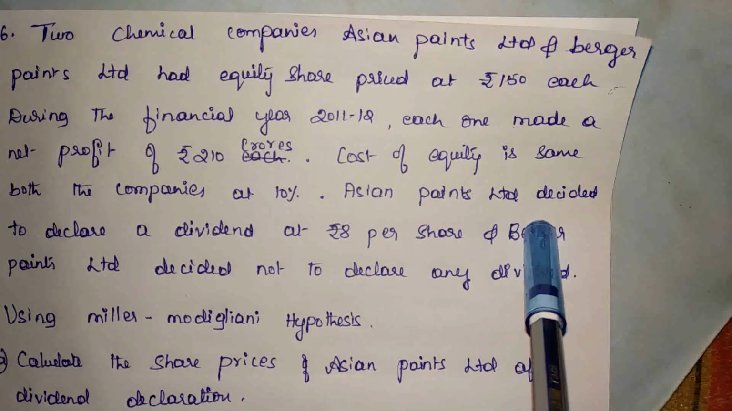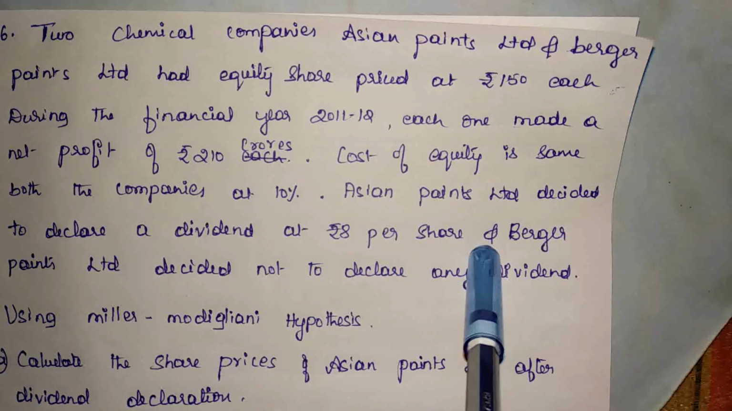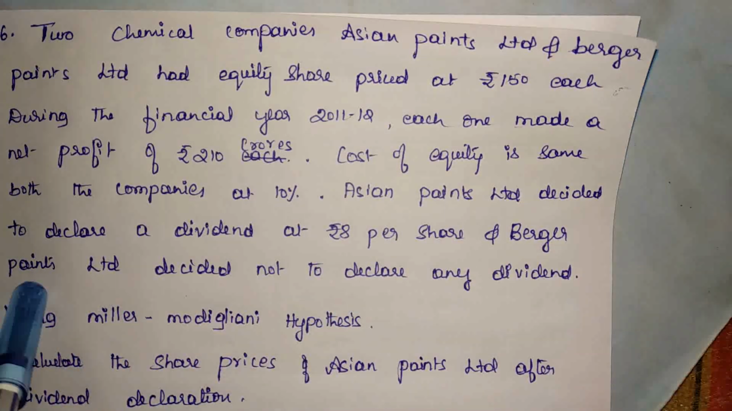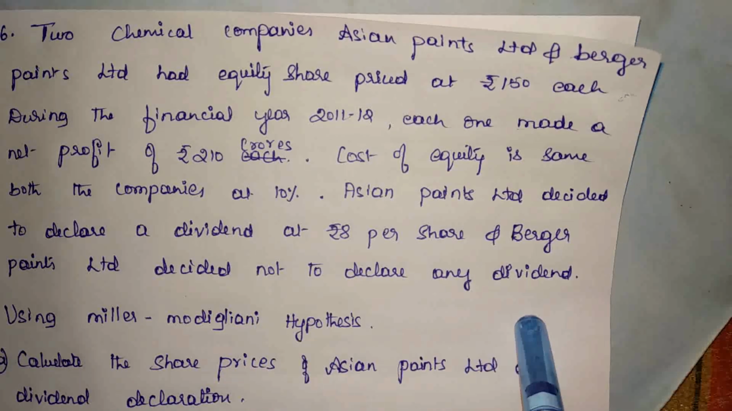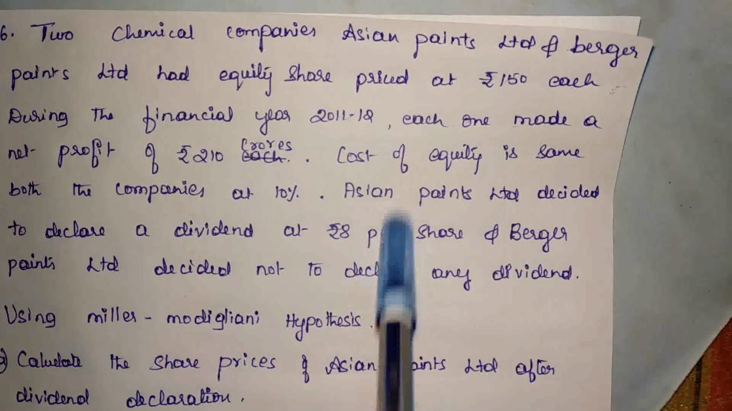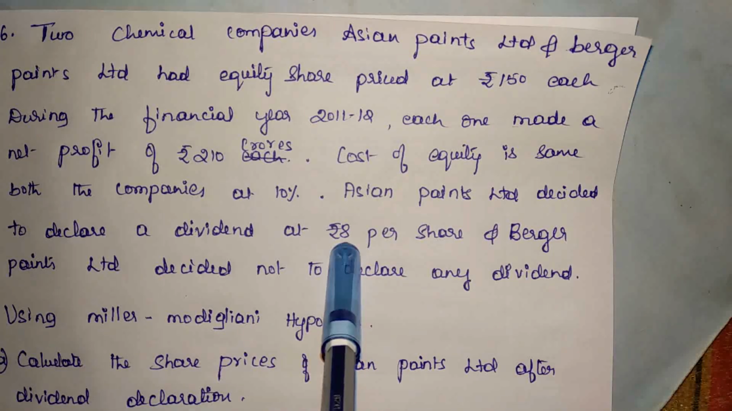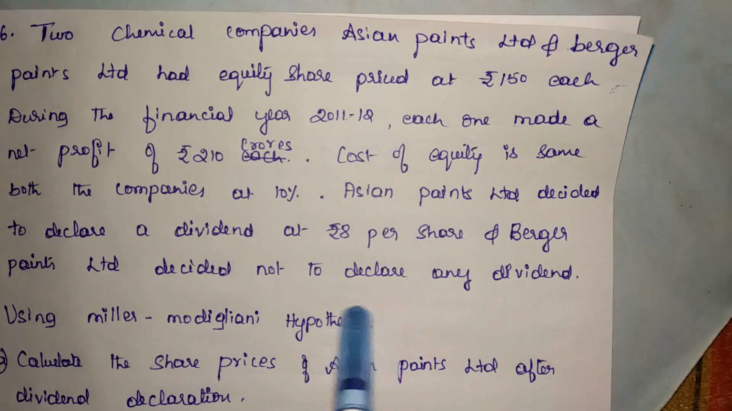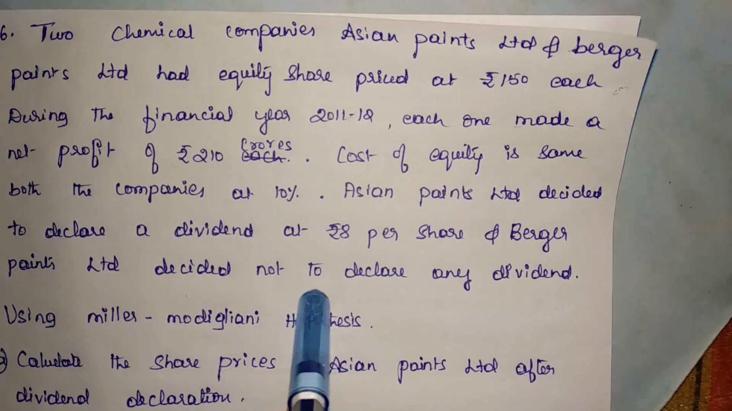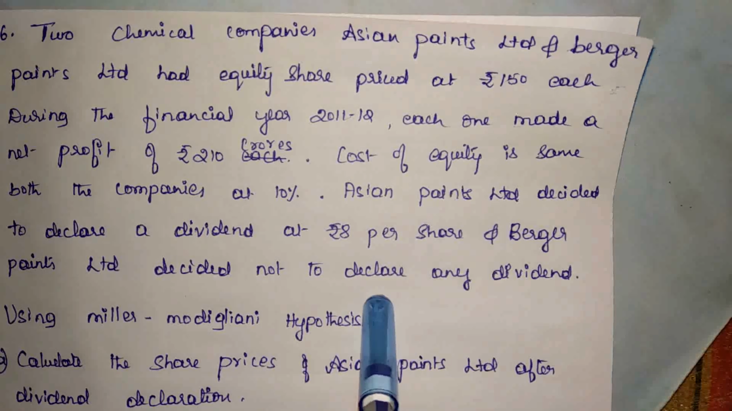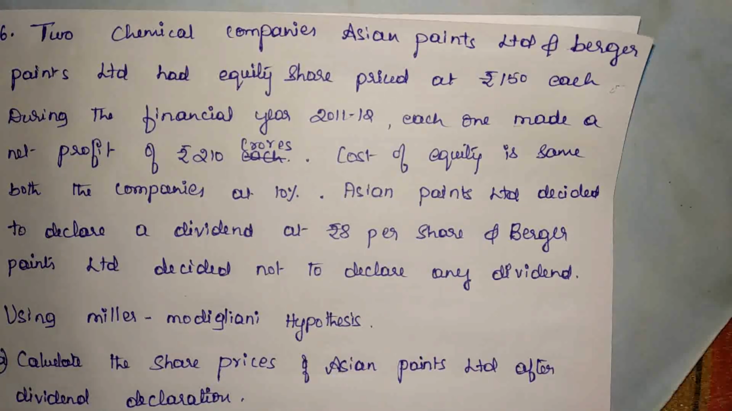Asian Paints Limited decided to declare a dividend of rupees 8 per share, and Burger Paints decided not to declare any dividend. So the first company, Asian Paints, decided to declare 8 rupees per share as dividend. But the second company, Burger Paints Limited, decided not to declare any dividend. So the dividend is rupees 0.